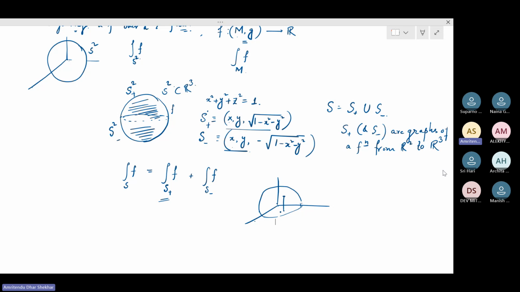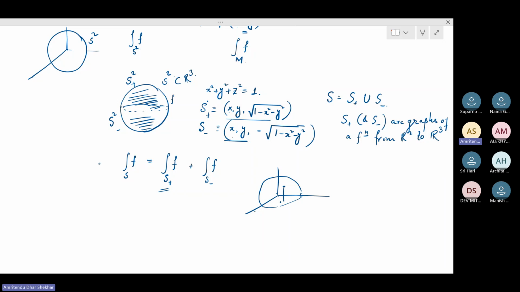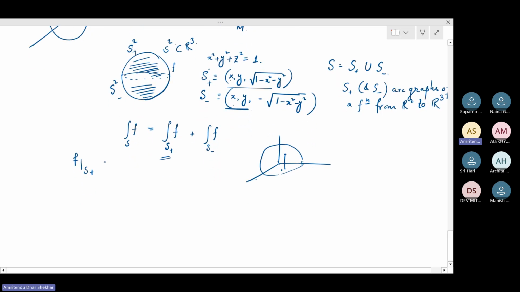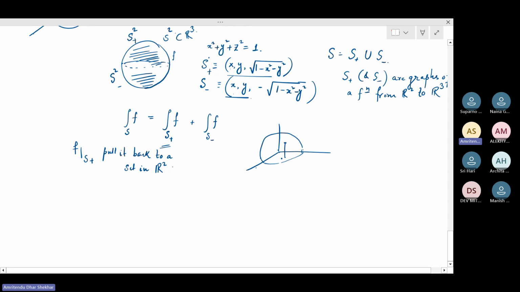So now you could pull this function back. So this function, which is defined on S plus, could be pulled back to a domain of R2. Okay, let me write it down. You could pull it back to a set in R2. So what is that set? So the set is basically the unit disk in R2.